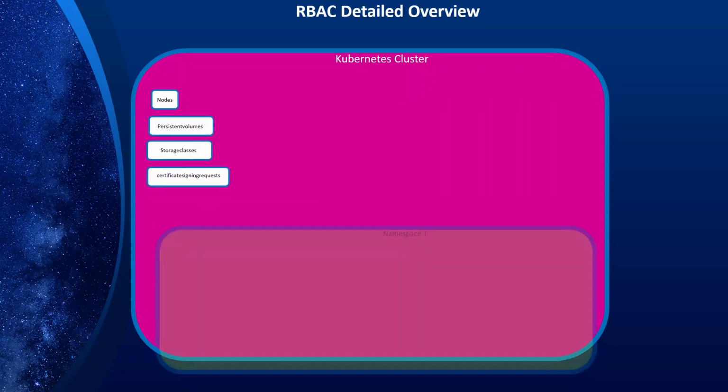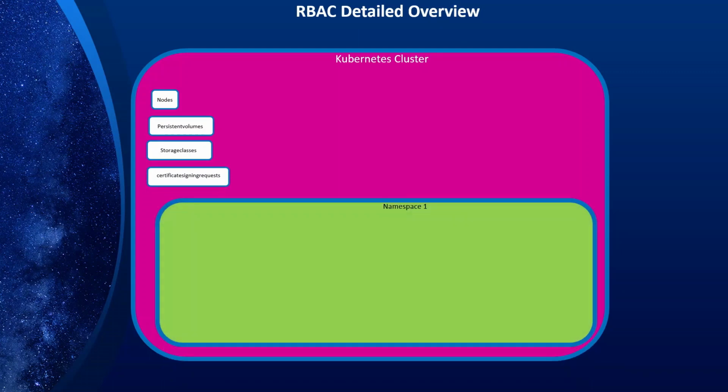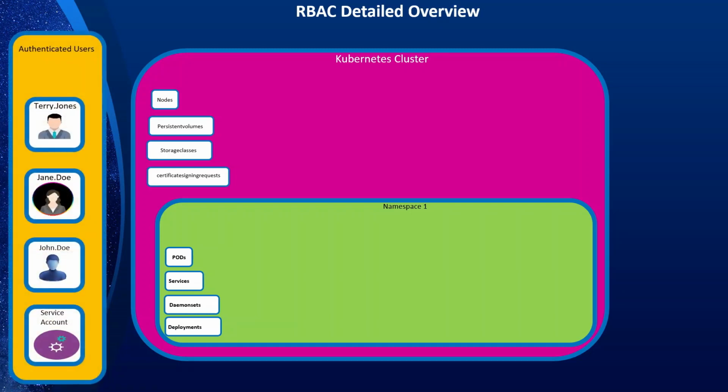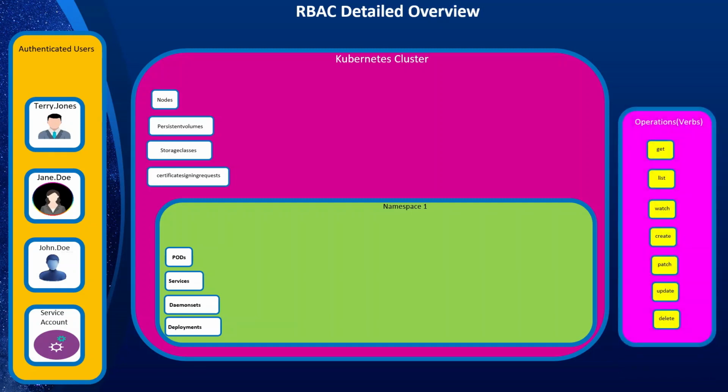So as we mentioned earlier, there are resources that are cluster scope, such as nodes, persistent volumes, etc. We also mentioned that there are other types of objects that are namespace scoped, such as pods, services, daemons, etc. We also mentioned that there are users or subjects that we can give access to these objects, and those accesses or operations or verbs are the ones that are shown here, such as get, list, and so on.